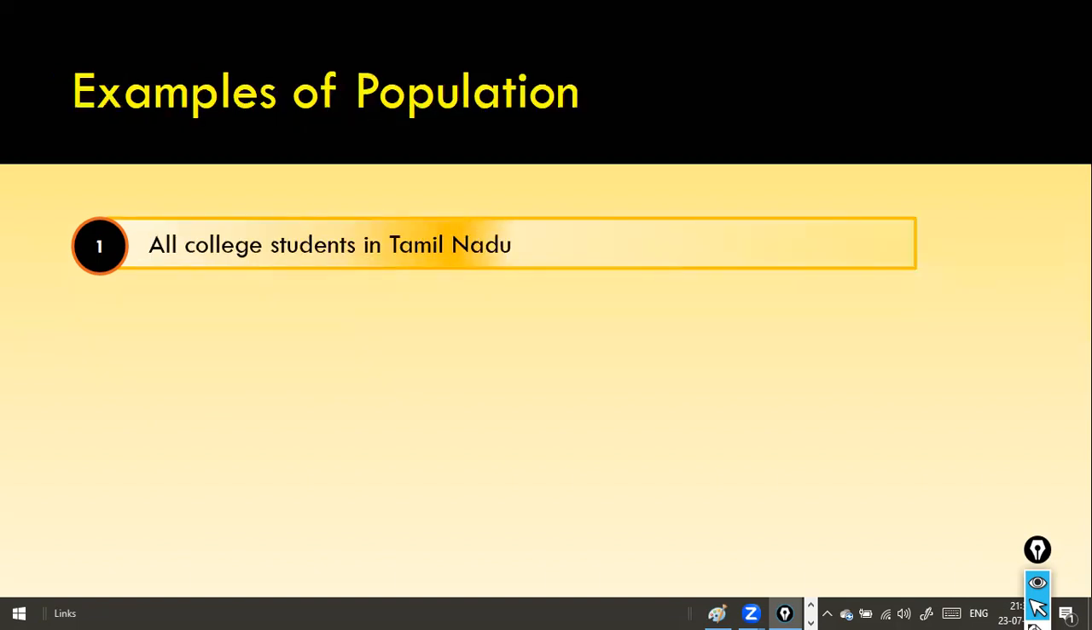Okay, what are the examples of population? All college students in Tamil Nadu, or all college students in Kerala, or all students in India. This is population. Again, it depends on the area of interest. Let's say my group of interest is all college students in Tamil Nadu. This is my population. I'm going to randomly conduct some survey, get the heights of the students, and then generalize to the population height. Okay.